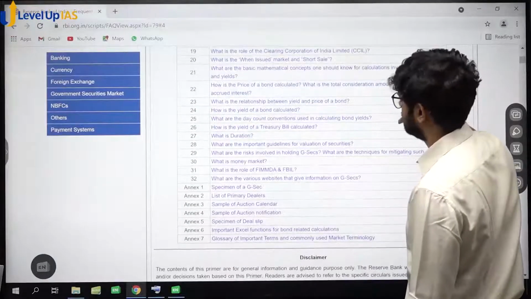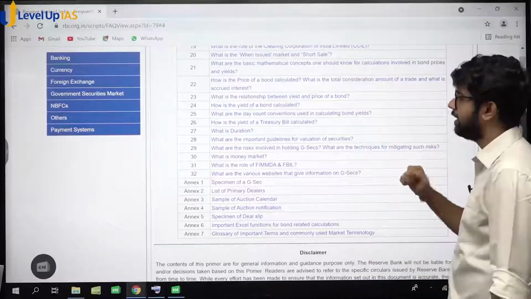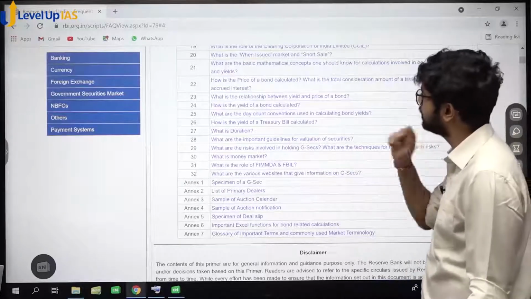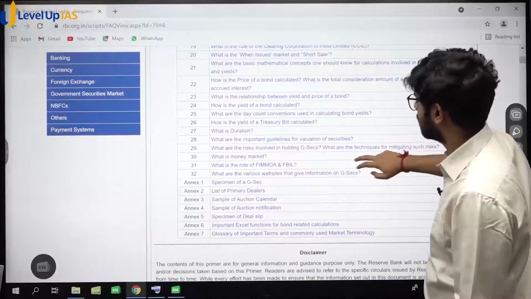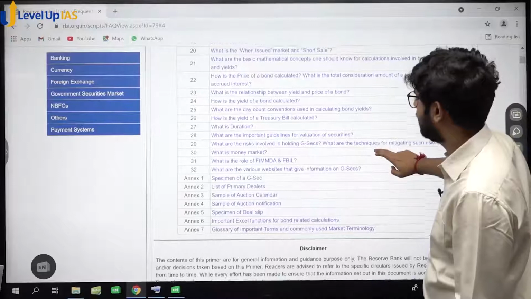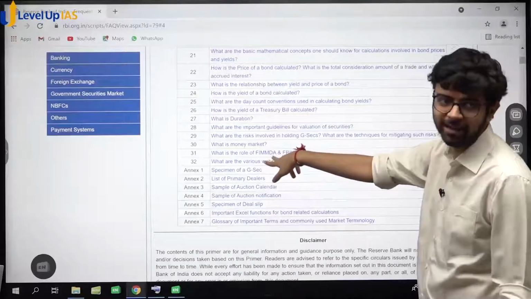This I want to take, but I will take it in the last lecture. This is a very advanced concept which I would like to take, this yield thing. Important guidelines. What is money market? See FIMDA and FBIL. We have done this.